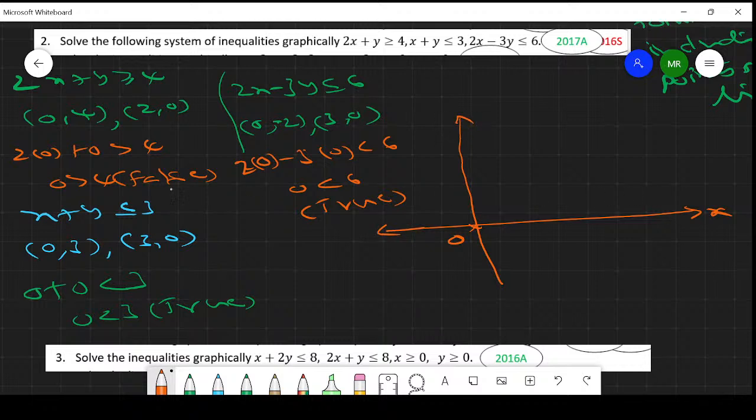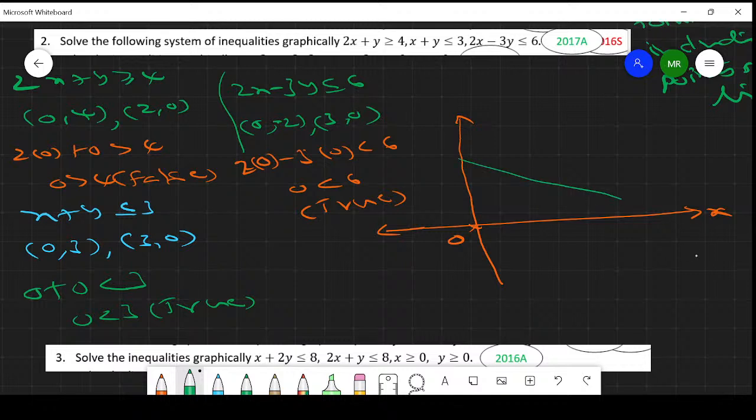x-axis, and I can consider 0, minus 2, one point is here. You can see here the first one. You can consider 0, 4, 2, 0. All including equalities are there, including, so we should draw a dark line. 0, 4, 2, 0, I can draw the line.